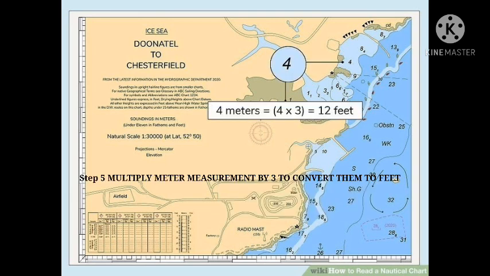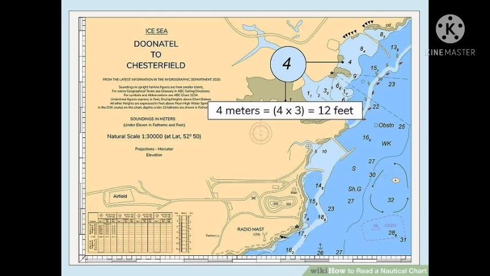Step 5. Multiply meter measurements by 3 to convert them to feet. For uniformity and simplicity, many modern charts use meters. This can be tough to understand if you're used to measurements in feet or fathoms. Multiplying by 3 is a quick way to get a relatively accurate estimate of the water's depth.